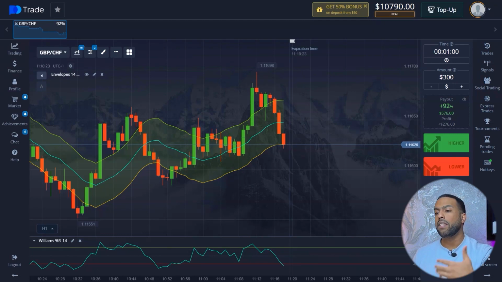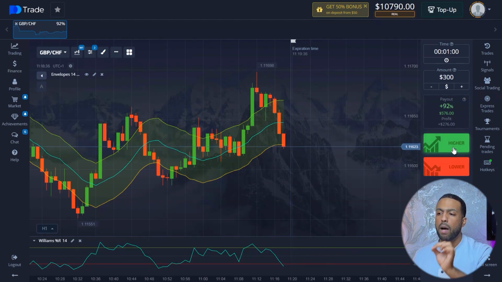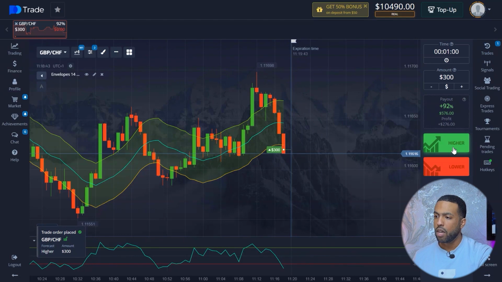And when the upper limit is reached, it's a signal to make an up trade. And if the lower one is reached, you make a down trade. Also, a signal to make a down trade is when the price reaches the upper line of the band, and a signal for an up trade is when it reaches the lower line. And right now, I see an opportunity and I make an up trade for $300 for 1 minute.